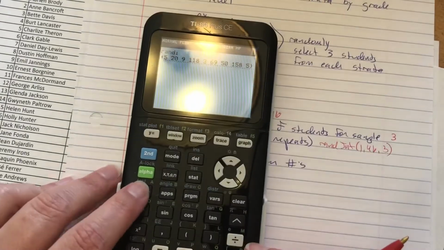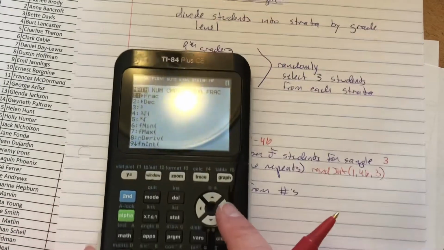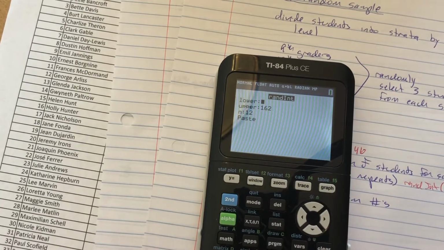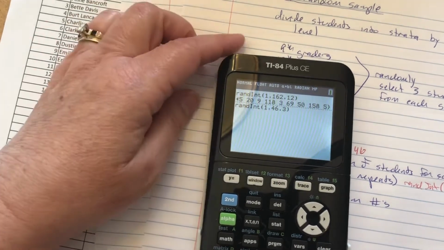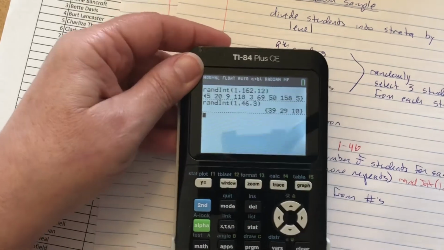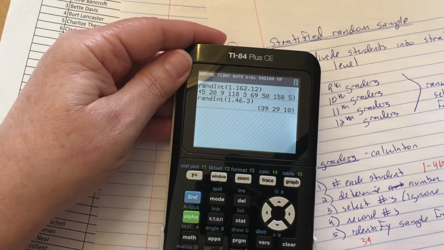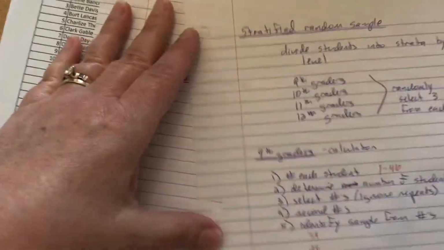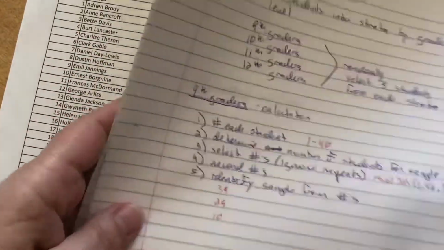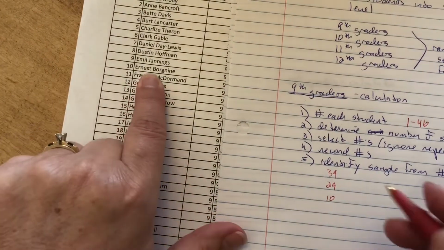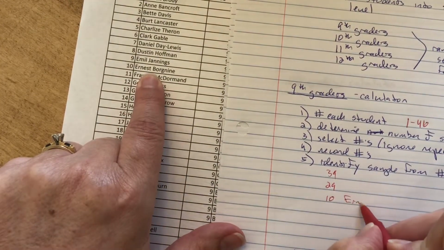So math, oh, sorry, I'm trying to get rid of that glare. Over to probability, down to rand int. So from 1 to 46, I only want 3. So I am going to get 39, 29, and 10. Okay, so no repeats. Now I go back to my list of 9th graders. And the 10th person is Ernest Borgnine.